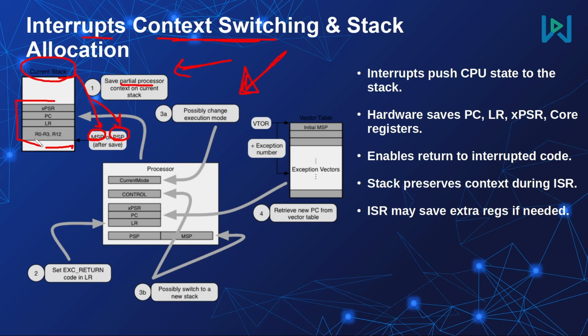Registers R0 to R3, R12, the link register, the program counter and the xPSR register will be pushed into the current active stack area. And of course, the stack pointer will decrement and will be pointing to the last element that has been pushed into the stack. In our case, it will be the R0 register.